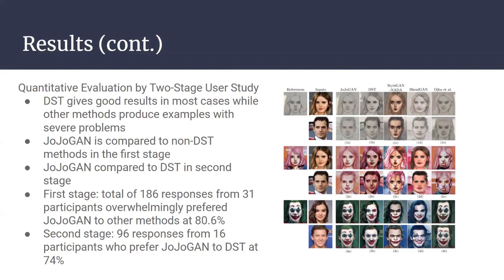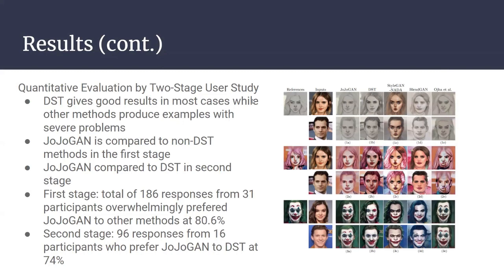So these are the results. It's a comparison of all the results, and the DST gives good results in most cases, while the other ones have similar problems, as you can see. In the first stage of the study, JoJoGAN is compared to the non-DST methods: StyleGAN-NADA, BlendGAN, and this one. And in the second stage, because DST is the second best, JoJoGAN is compared to DST.